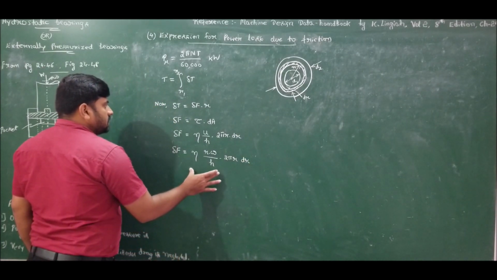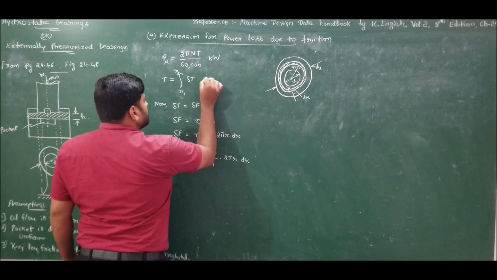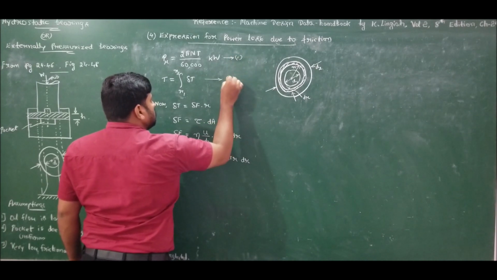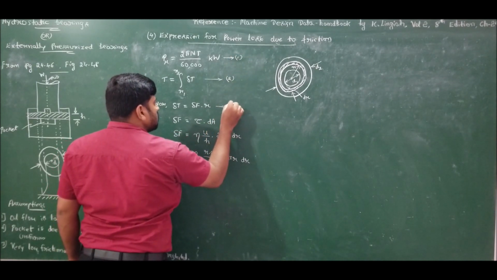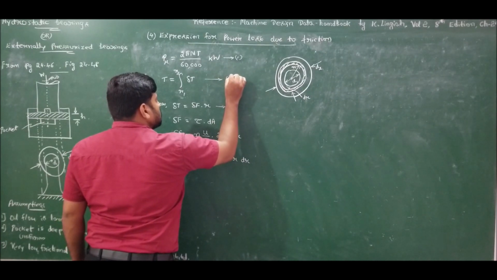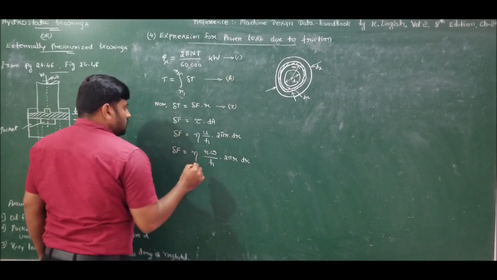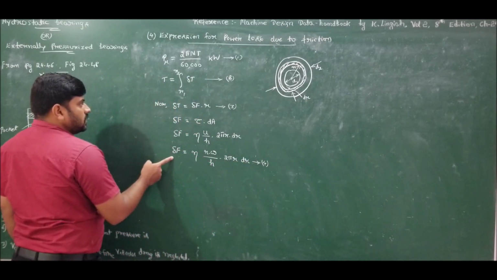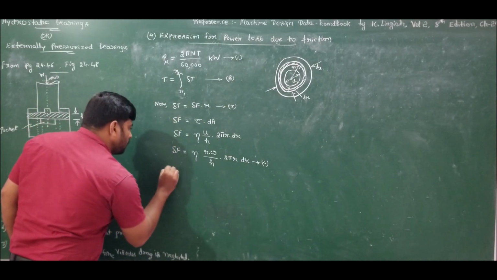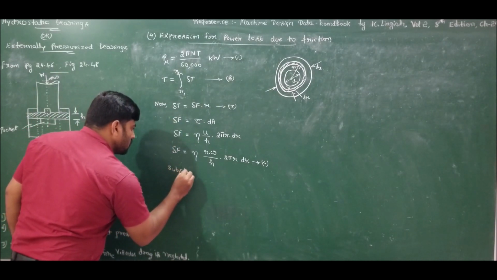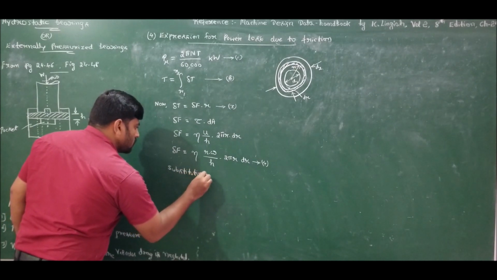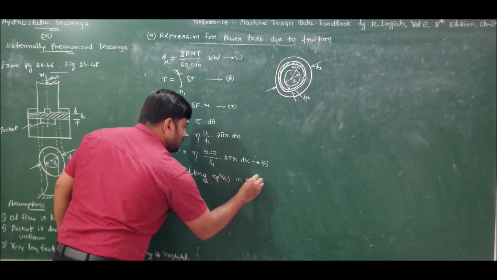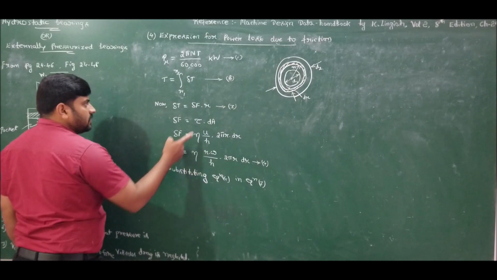So now, if I substitute this in equation number, let us take this as equation number 1, 2, this as 3, let me write it properly, 2, 3, and this as 4. Now if I substitute 4 in equation number 3. So substituting equation 4 in equation 3.